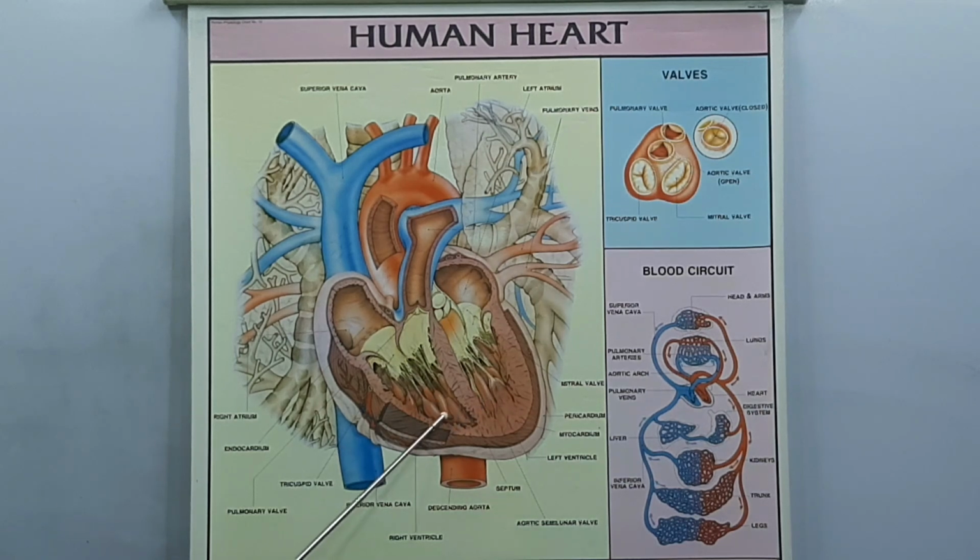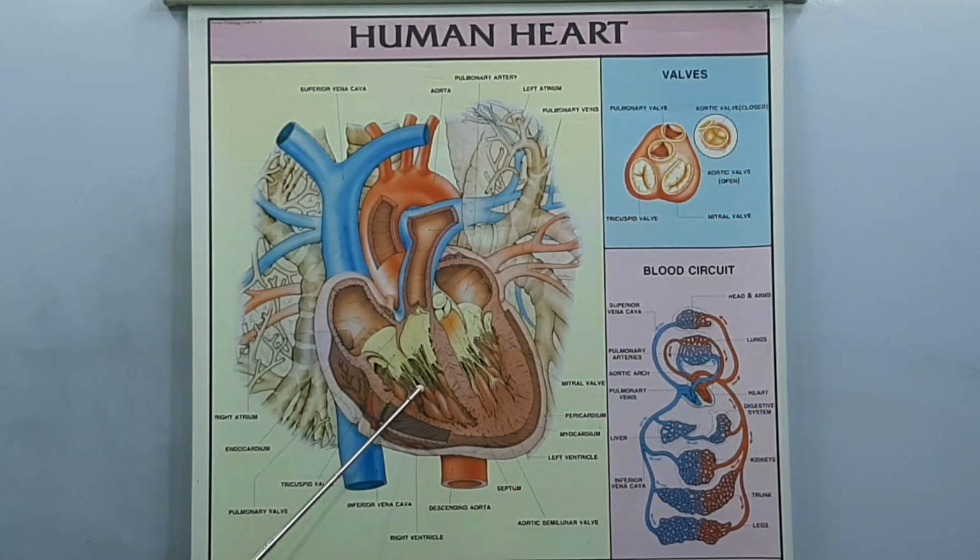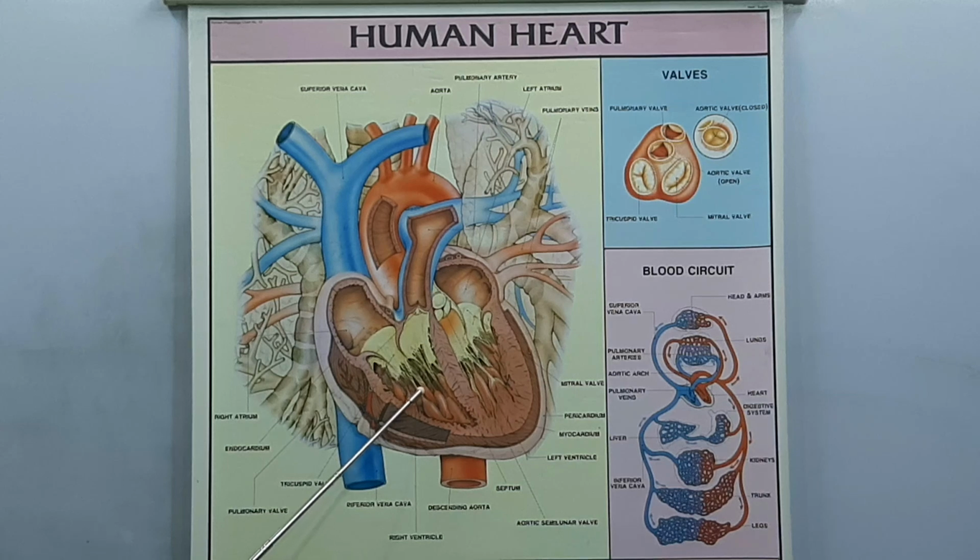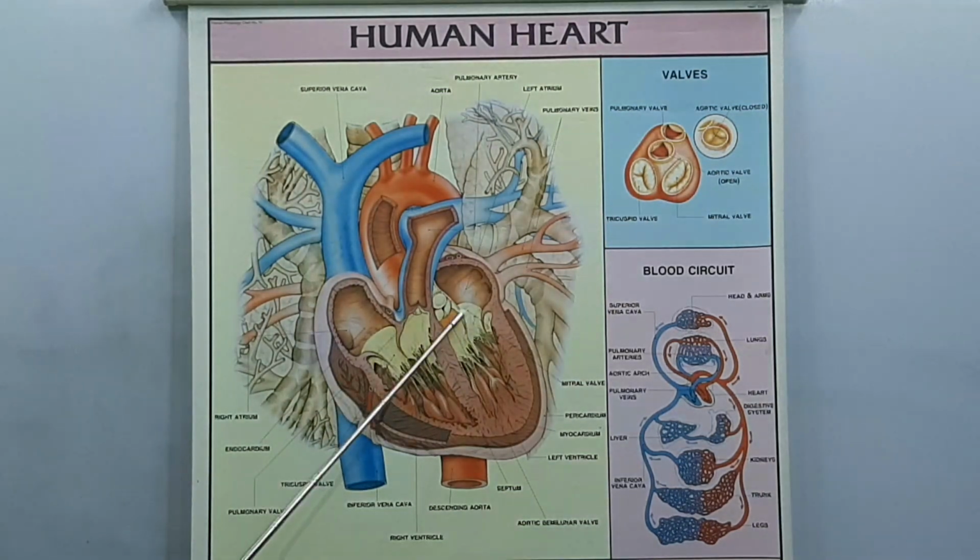Here we can see these are the papillary muscles, which originate from the walls of the ventricles, and they help in the origin of cord-like structures known as chordae tendineae. And these chordae tendineae are connected with the tips of the cusps of the tricuspid and bicuspid valves, so that the regulation of opening and closing of these cuspid valves takes place with the help of the chordae tendineae.